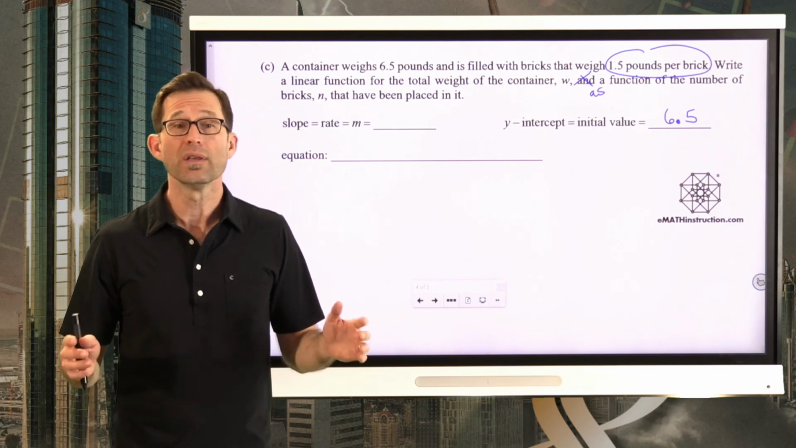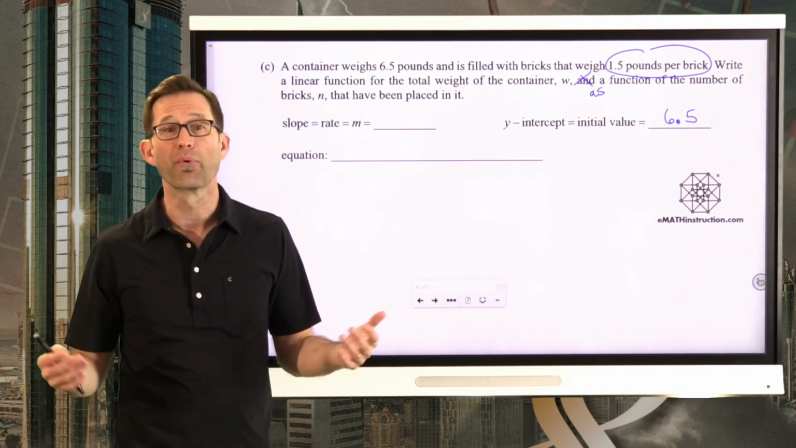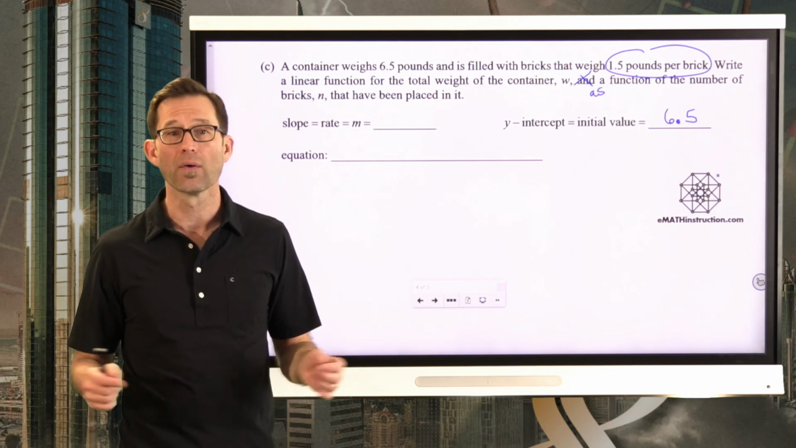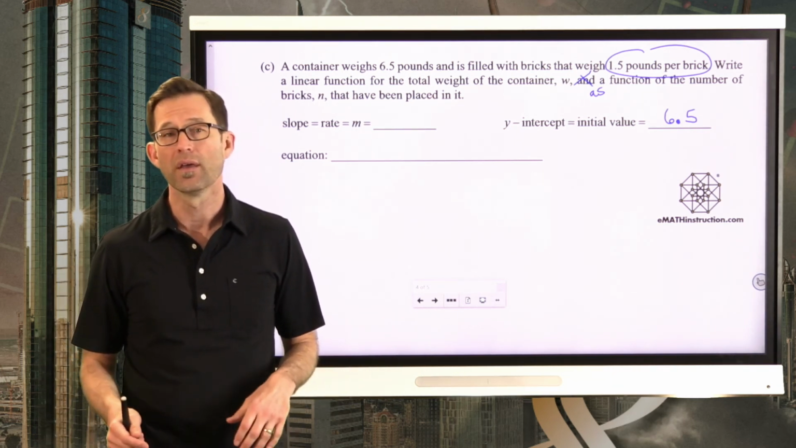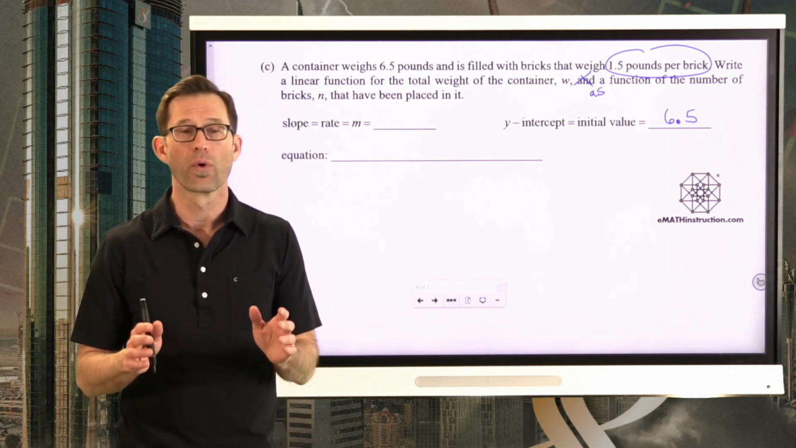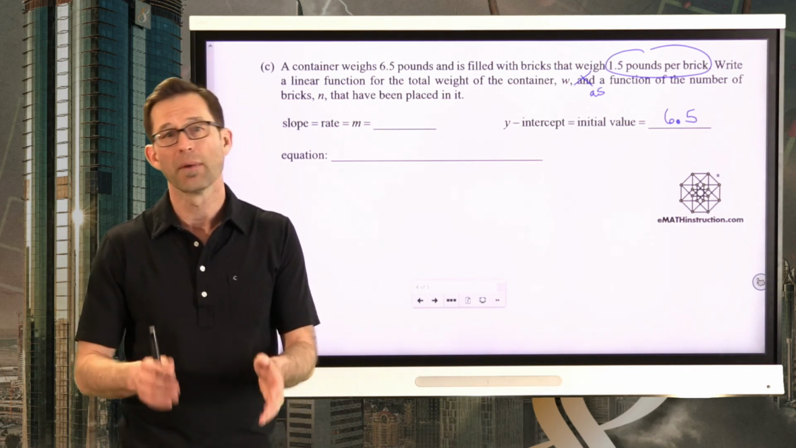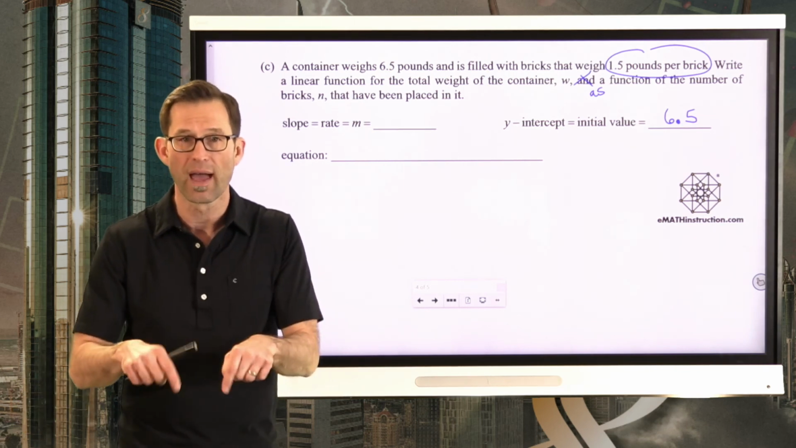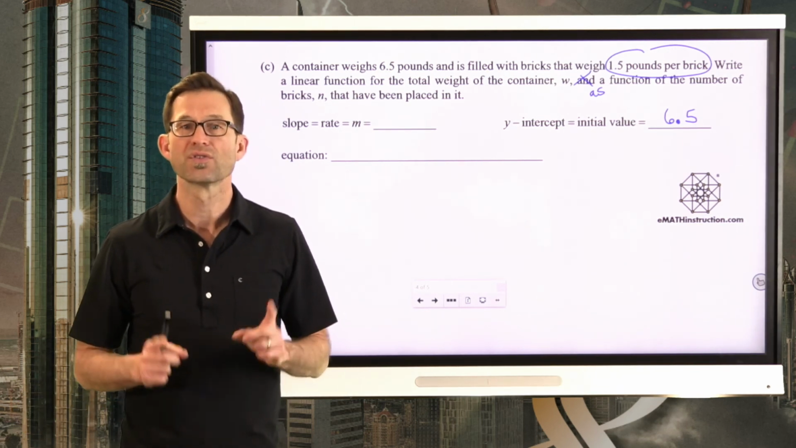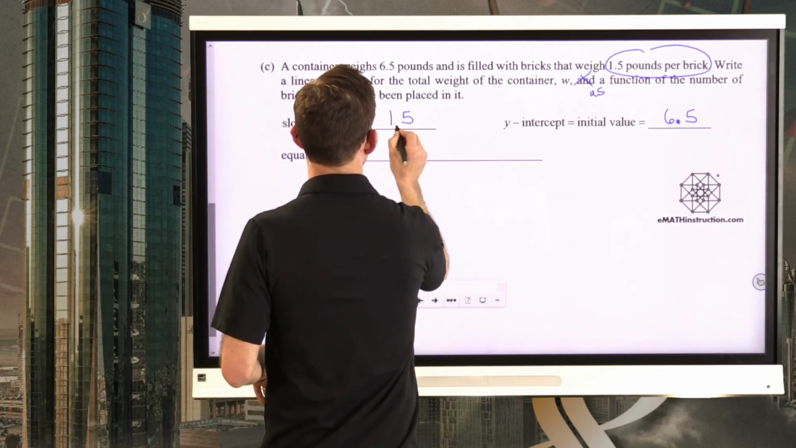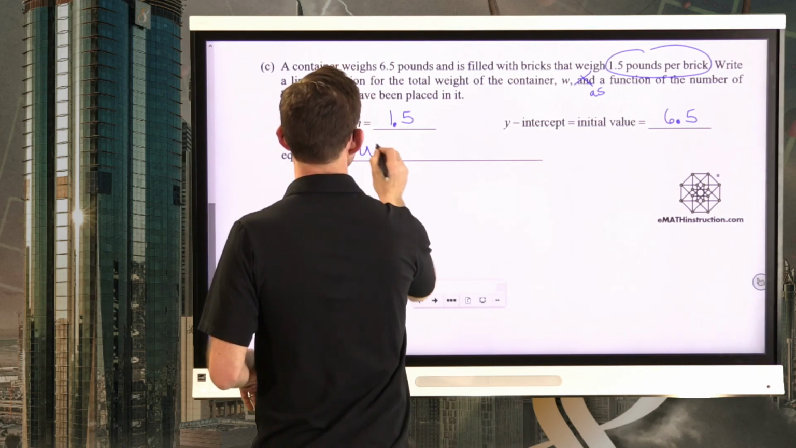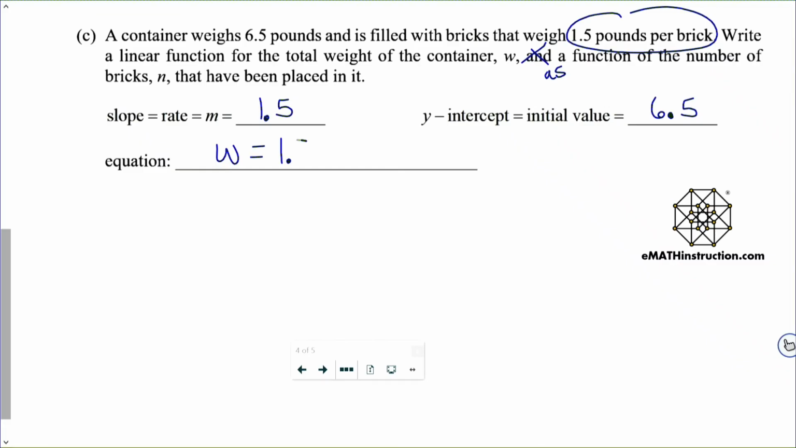Don't get me wrong. You could easily say something like, oh, we had a container with bricks in it that originally weighed 22 pounds. We started taking bricks out, which weighed 1.5 pounds per brick, write an equation for the weight, depending on how many bricks we've taken out, in which case it would be going down. But we're putting bricks in here, so therefore the rate, the slope, is going to be positive 1.5. And therefore, my linear function, the weight is going to be 1.5 times the number of bricks I've put in, plus that initial weight of the container.